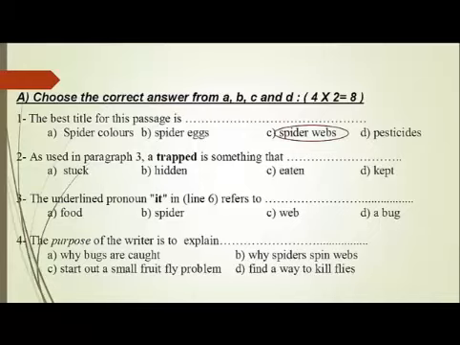As used in paragraph 3, a trapped is something that. Here, what's the meaning of this word? What does it mean, trapped? You are given choices: stuck, hidden, eaten, kept. The answer is trapped doesn't mean hidden. Trapped doesn't mean eaten. Trapped doesn't mean kept. It means stuck.